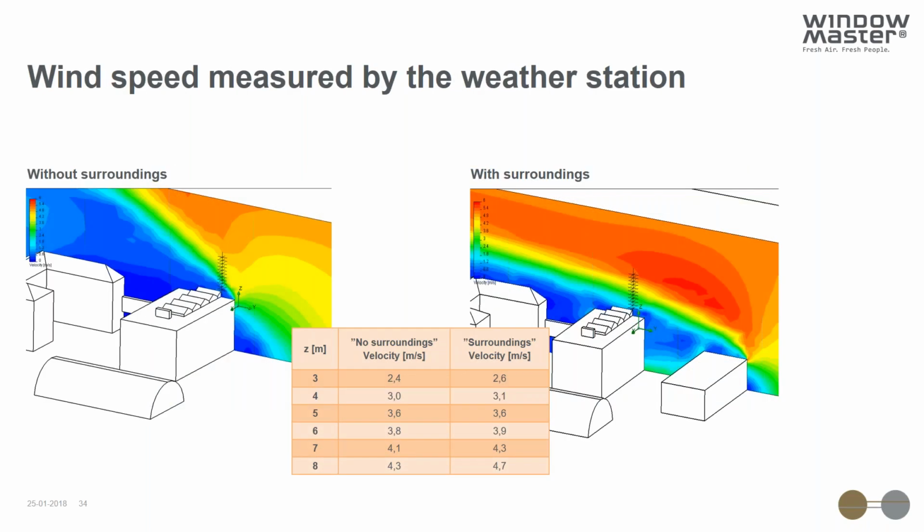We can see here that we're comparing the same location of the weather station, but with a building surrounding and without. The measurements from the weather station will not change very much, but we know that the actual pressure on the building where the windows are can change a lot. So this is an example of where you need to watch out for the placement of the weather station.